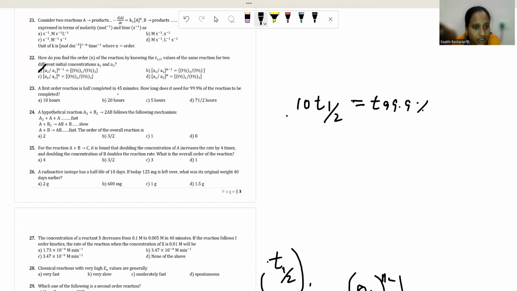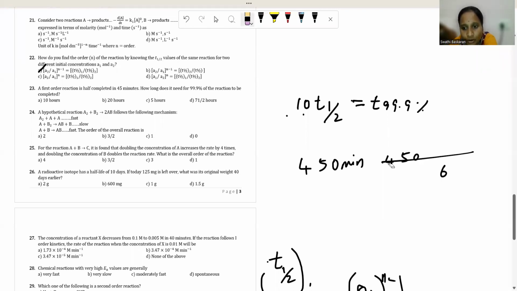So T half is 45. So 10 T halves will be 450 minutes. And now this 450 minutes needs to be converted into hours. So hence if you convert 450 by 60 minutes, you will get the option, that is option D.